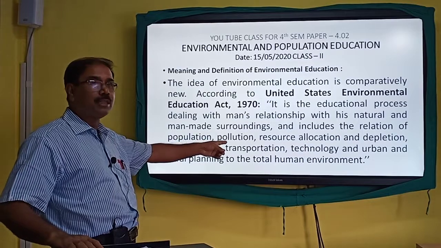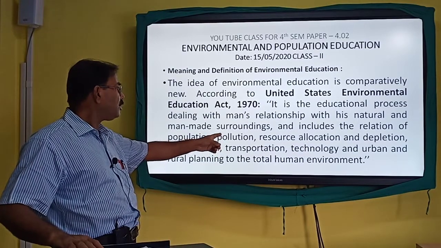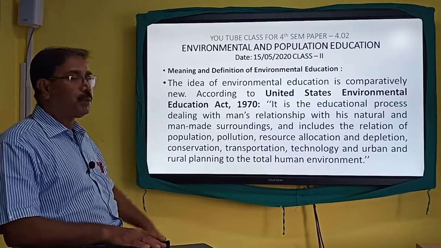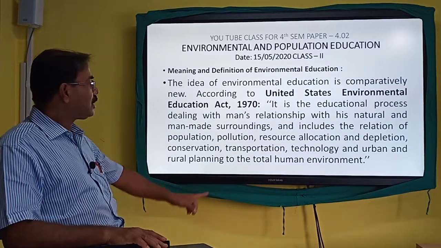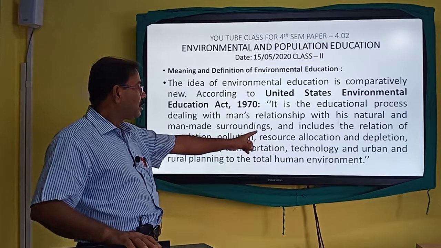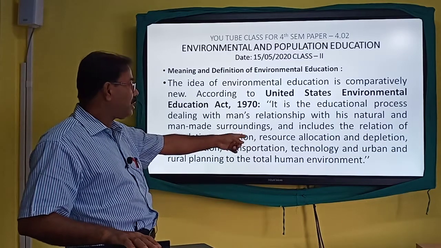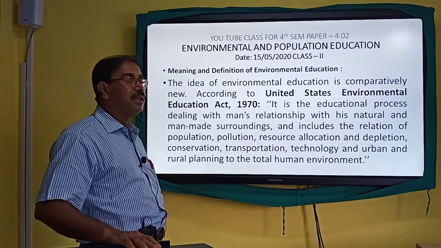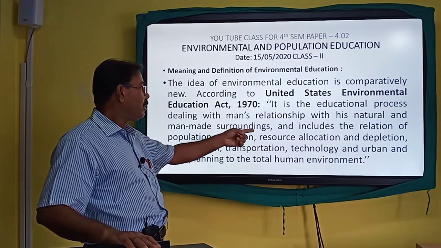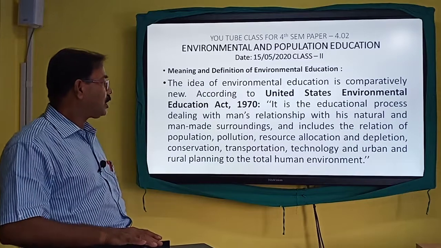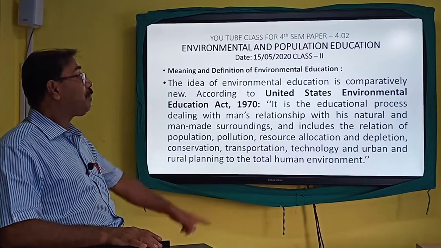Pollution is another important area which is to be well studied. Why is there pollution and resource allocation? Because this is a very important area. The development of humanity, of human society, of a nation basically depends on the availability of natural resources. So allocation of natural resources is very important, and depletion.